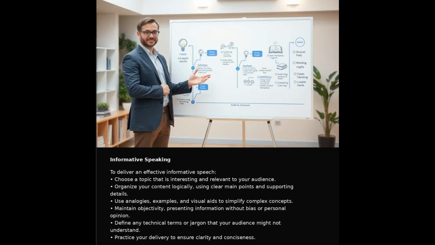To deliver an effective informative speech, choose a topic that is interesting and relevant to your audience. Organize your content logically, using clear main points and supporting details. Use analogies, examples, and visual aids to simplify complex concepts. Maintain objectivity, presenting information without bias or personal opinion. Define any technical terms or jargon that your audience might not understand.